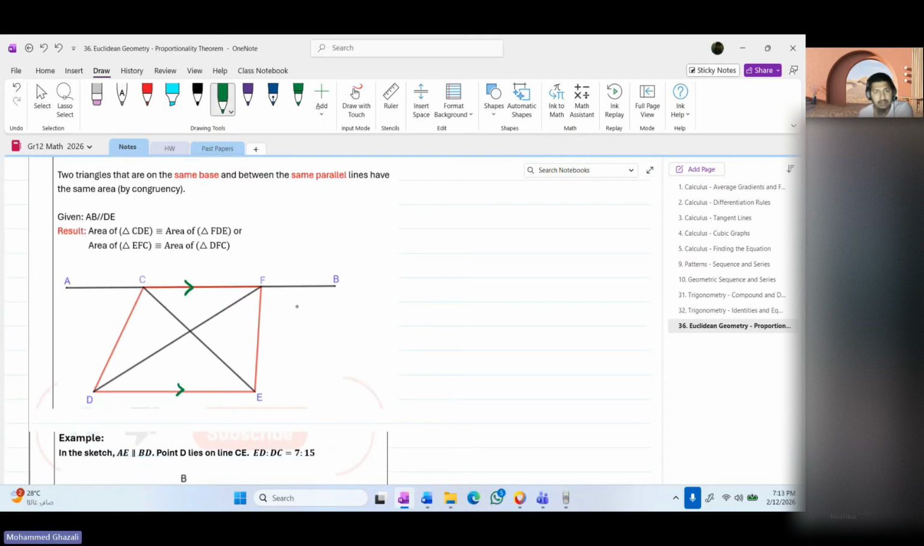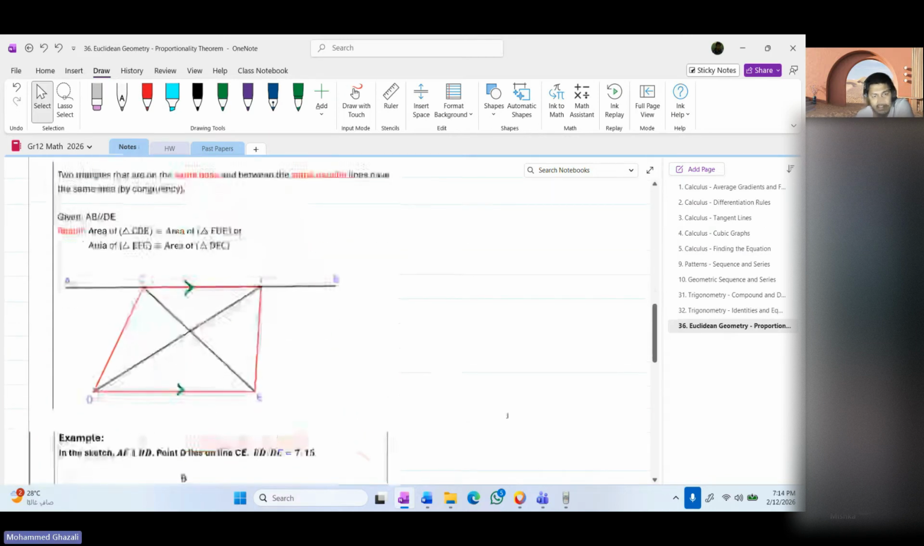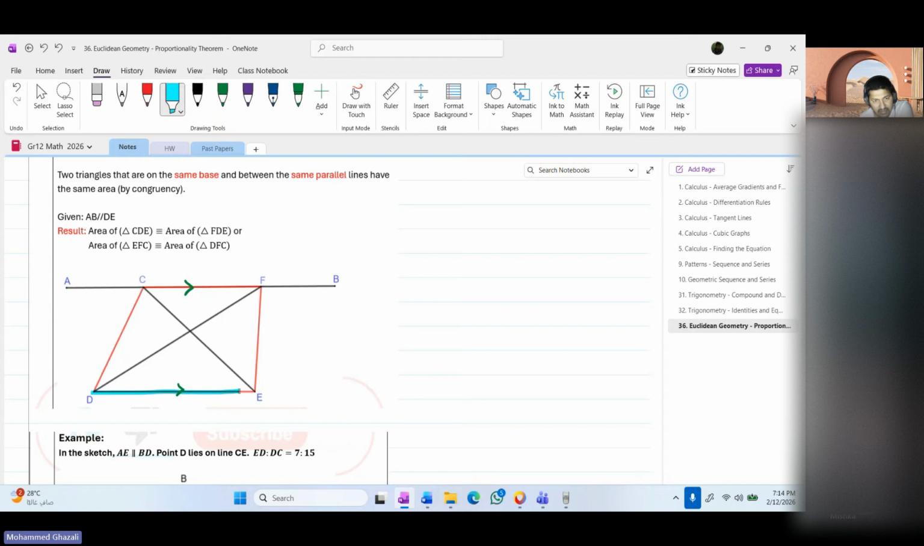So this is a concept of same base, same height. Two triangles that are on the same base. Where are the two triangles that are on the same base? Look at this. See what this theorem is saying. The two triangles on the same base are triangle FDE and ECD, or CDE. Okay, it's on the same base.